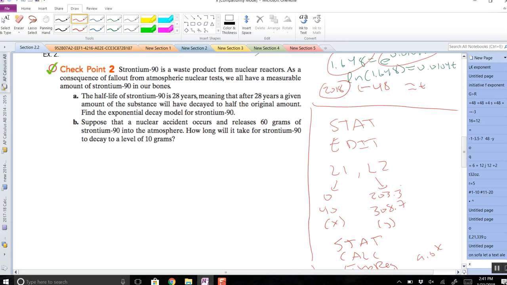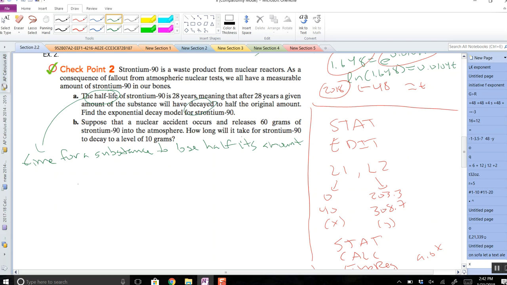Okay, the next one's talking about half-life. As the name implies, it's basically the time for a substance to lose half its amount. And hence you get the name half-life. So strontium-90 is a radioactive substance. That's not good. It has a half-life of 28 years. So what it means is that it takes 28 years to lose half its original amount, because we are decaying.